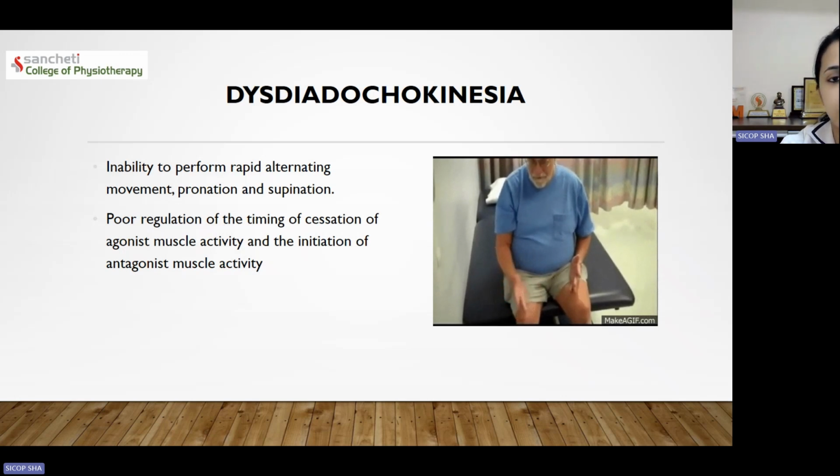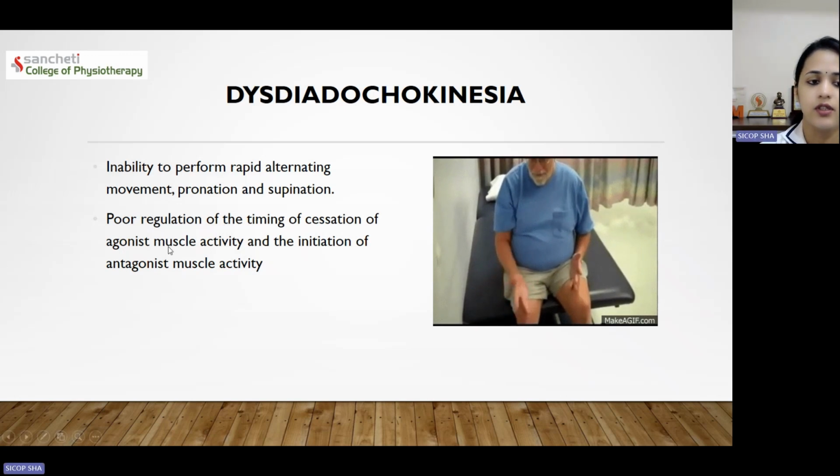The other way to assess dysdiadochokinesia is you tell the patient to keep the hand on the legs and you just tell them to tap on the thighs. Tapping the hands on the thighs, with both hands simultaneously, you will see that the affected side is slower and the accuracy is also affected. Another thing you can tell the patient to do is rapid closing and opening of the fist on both sides. And here also you can observe dysdiadochokinesia.